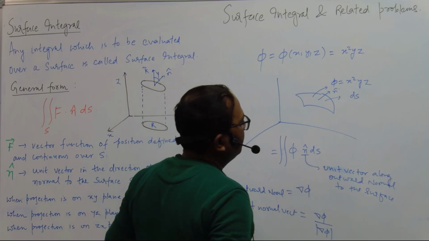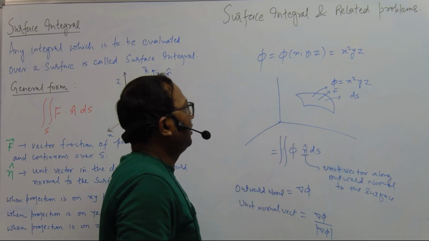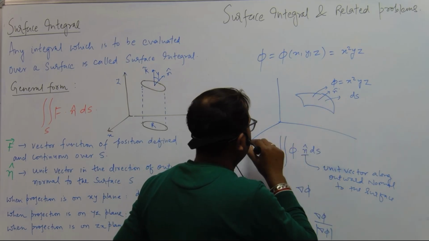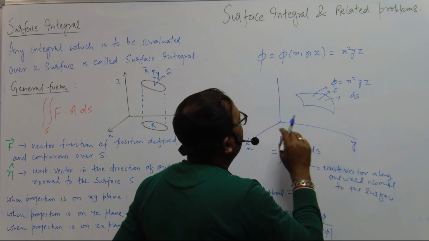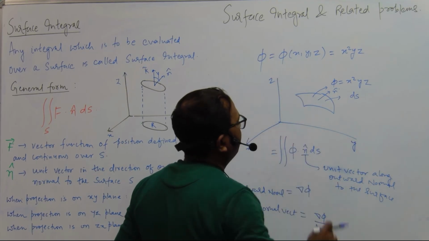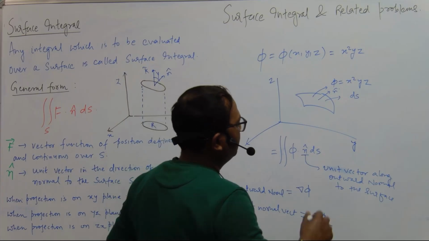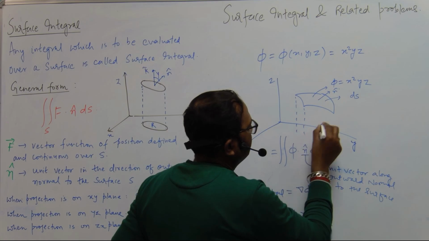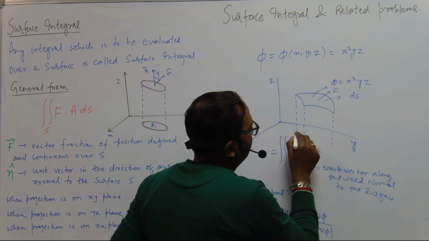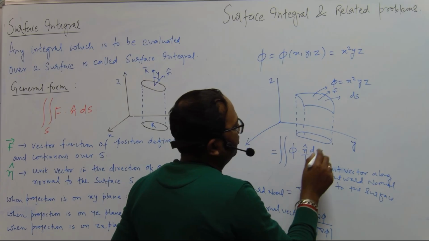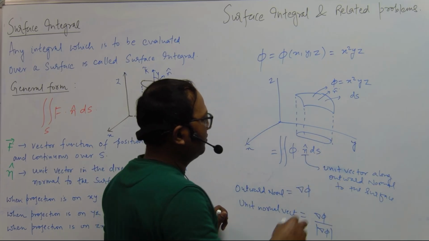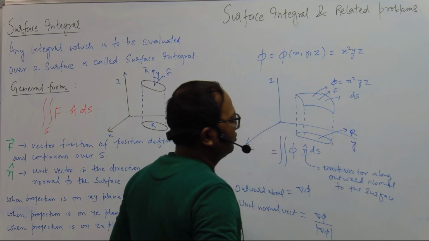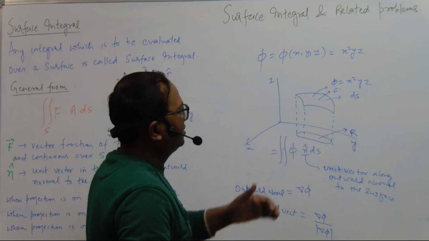Whenever we have to find a surface integral, we have to take the projection of this surface either on the xy plane, or on the yz plane, or on the xz plane, based on the type of the question. Suppose we take this projection on the xy plane. This is our projection, that is dr, this projection as r. The point to remember is that this is our curved surface.